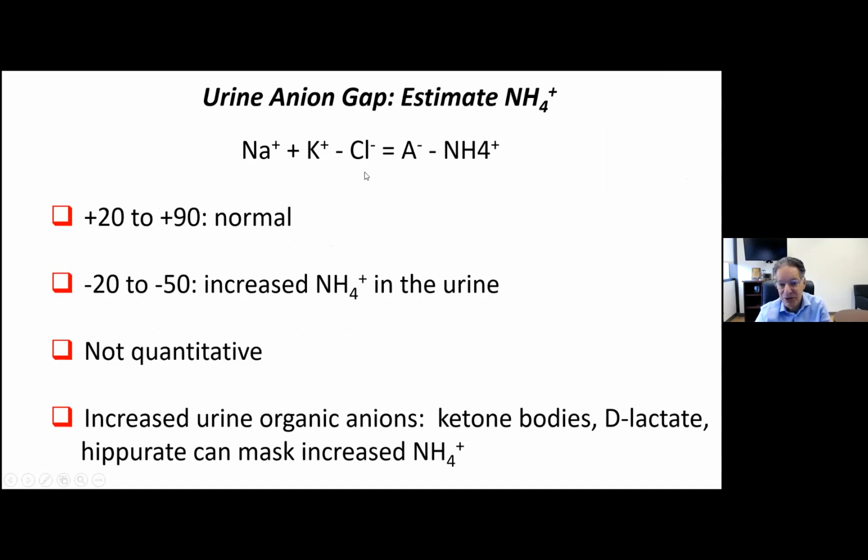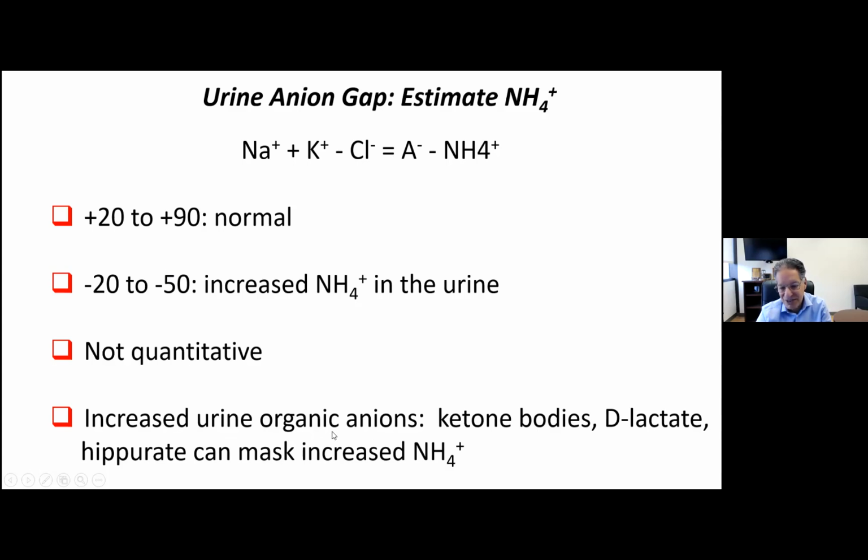It's used to estimate ammonia. And it's because when we do this, we don't include bicarbonate just because it's so low in the urine. These are the major charges. It's equal to the anion concentration minus the ammonia concentration. Now, normally it's plus 20 to plus 90, a wide range. And when it gets into this negative range, you can say possibly that there's more ammonia in the urine. But the important thing, it's not quantitative. It's all over the place. And people have stopped using this, even though it might still be on your boards. Clinically, you should never use it.